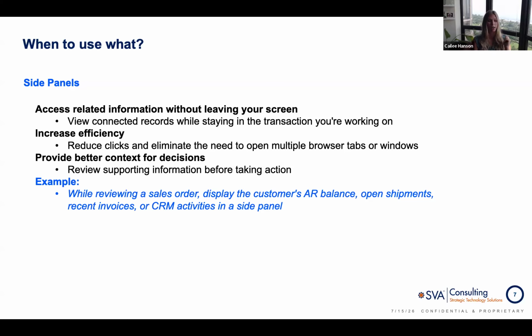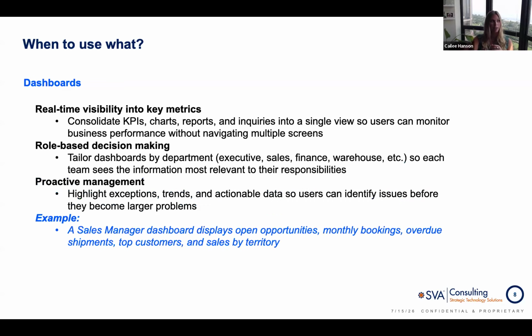So, as we're looking at a sales order, for example, can we view things like the customer record, the AR balance against that customer record, any open shipments against that sales order or invoices or activities as well. So we'll see, again, examples of this. And then lastly, our dashboards.